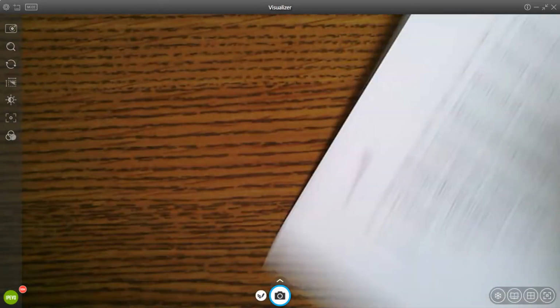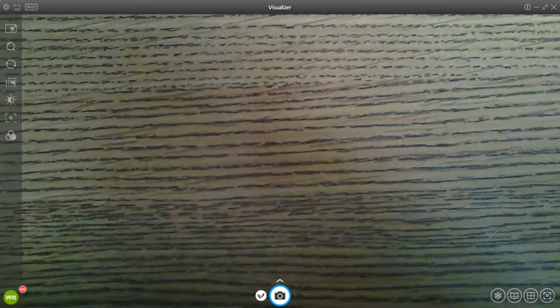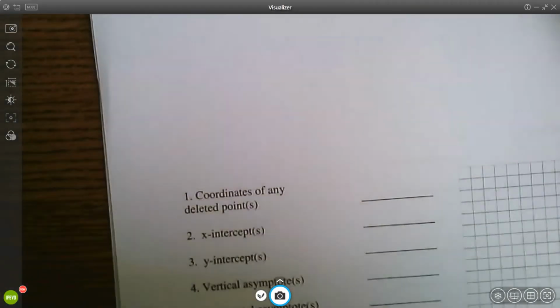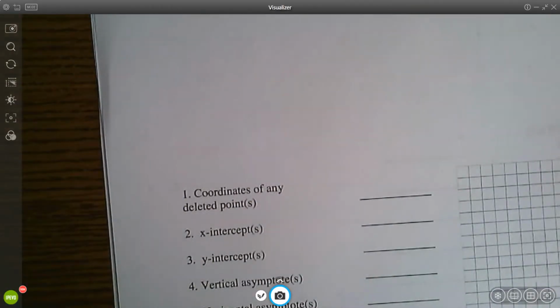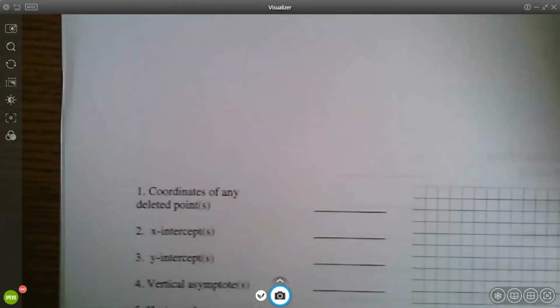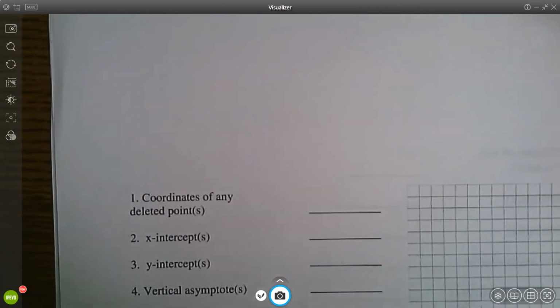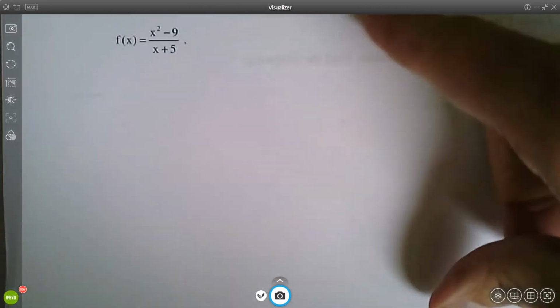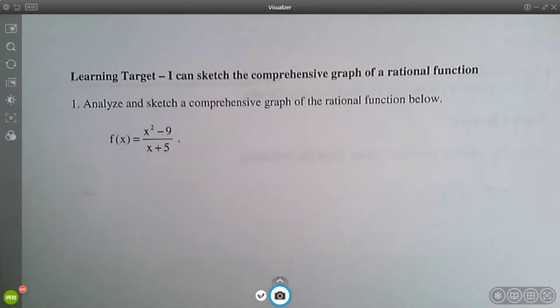Okay, so that's going over the initial part. Okay, we're going to take a look at one of these questions here together. And then the others I'm going to have you work through on your own and go over those answers. So the only new learning target is I can sketch the comprehensive graph. So looking at the actual graph while still getting all of this information. So we're going to be working on that same concept that we did last class.